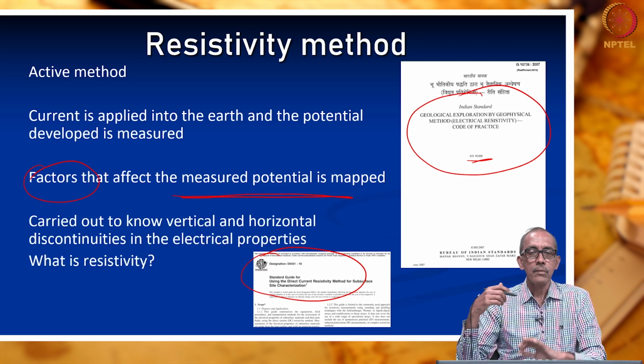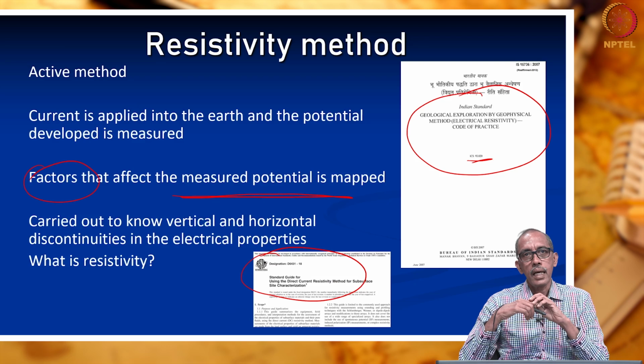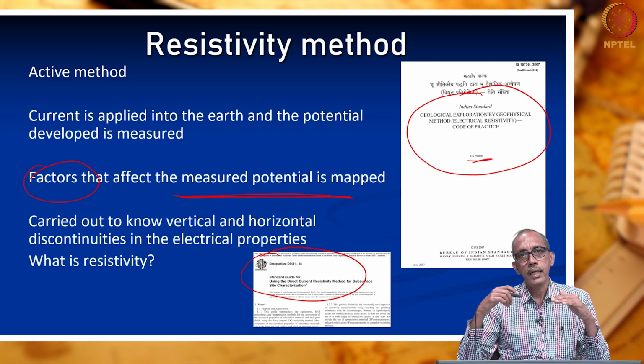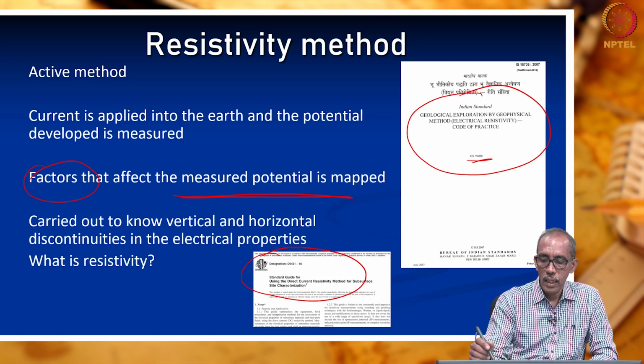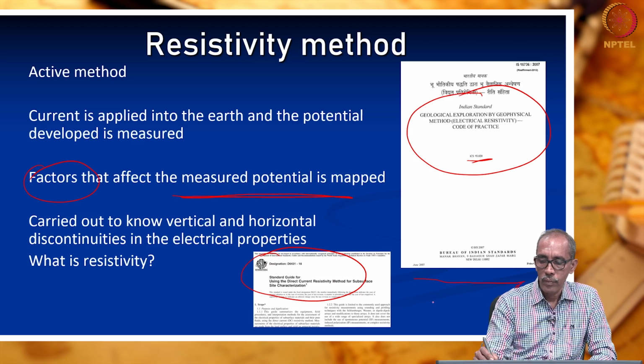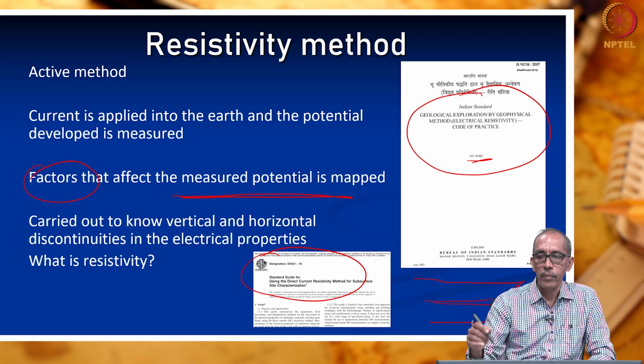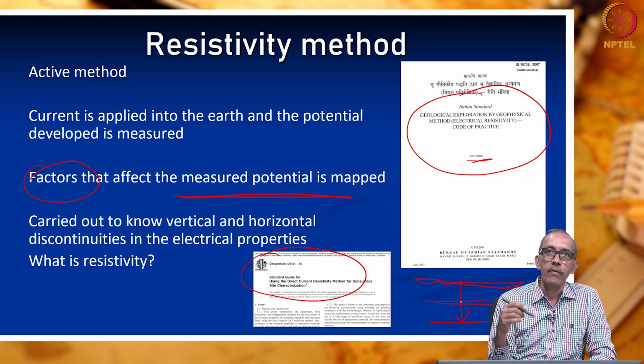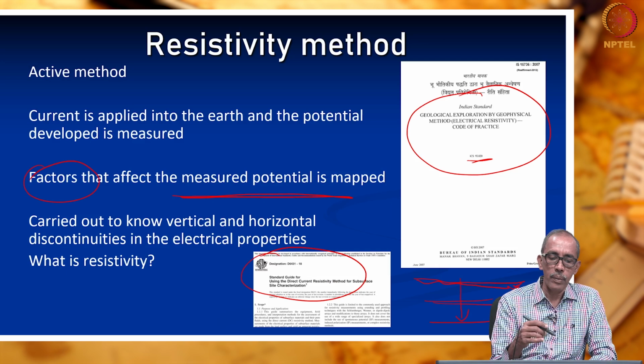Right. This method is carried out mainly to understand the vertical variation below the surface of the earth. So here this is the ground surface, and how vertically the formations are changing below the ground surface. Just below the ground surface, how the formations are changing. For this, a resistivity survey can be carried out.